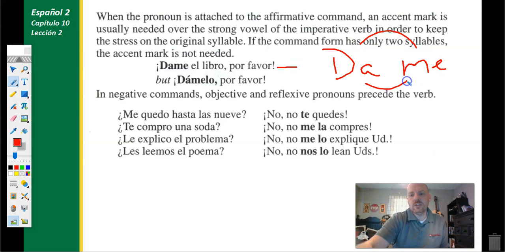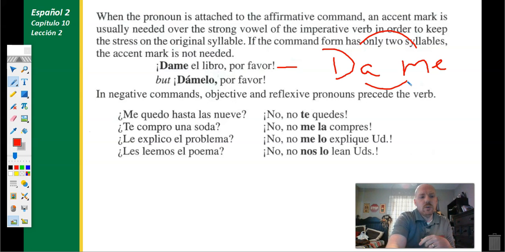Now, these two words go together because it is an affirmative command with an object pronoun. So it becomes dame. But since there are only two syllables, dame, it's not necessary to attach that accent mark here over the A. It's already there. It doesn't need to be marked.